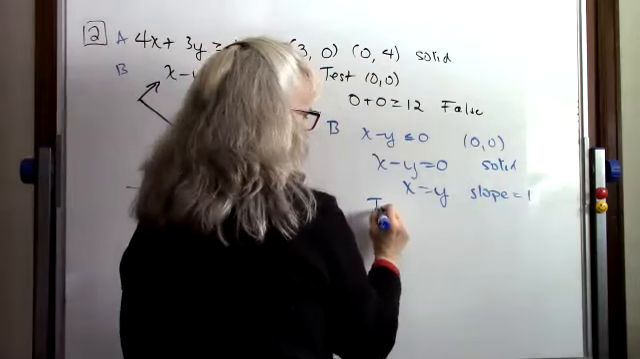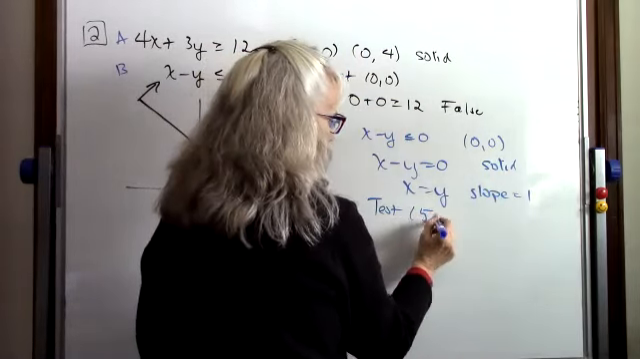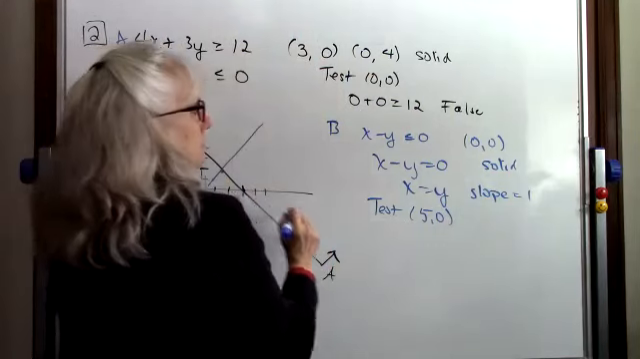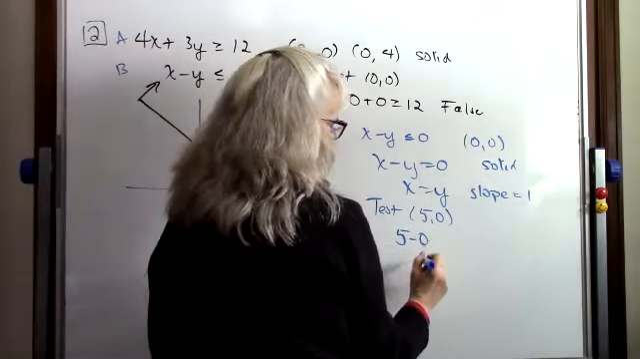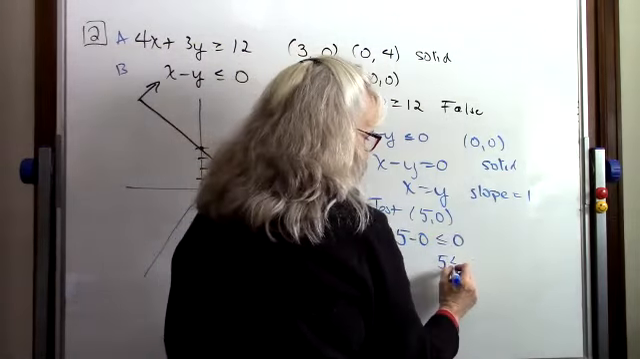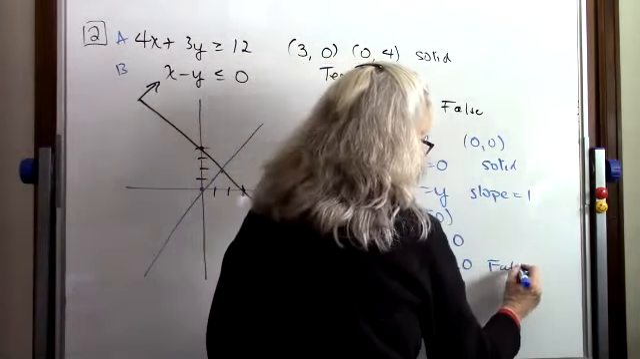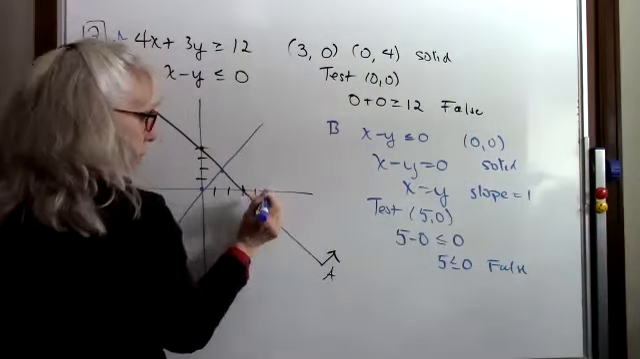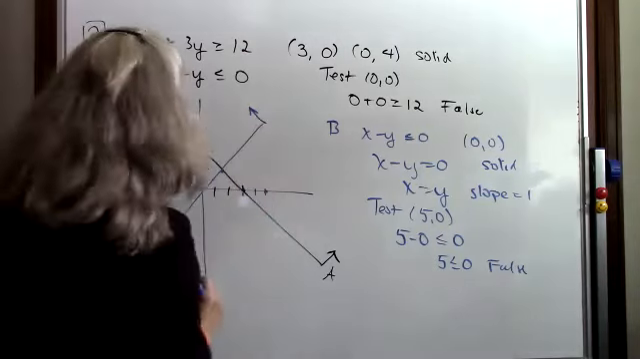Okay, to test that one, let's use that 5, 0 again. It's a nice number, it's over here, right? So that would be 5 for x minus 0 for y, and is that less than or equal to 0? 5 less than or equal to 0 is false. So for the blue line, I do not want to include this test point. So it's going to go in this direction.